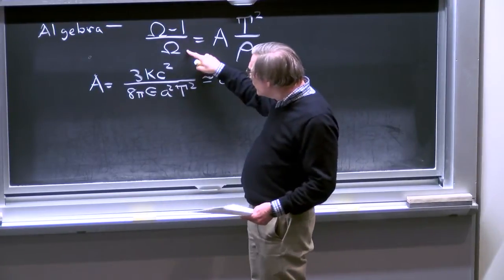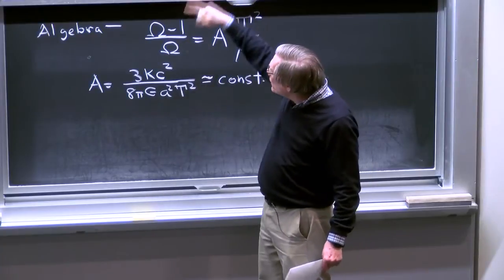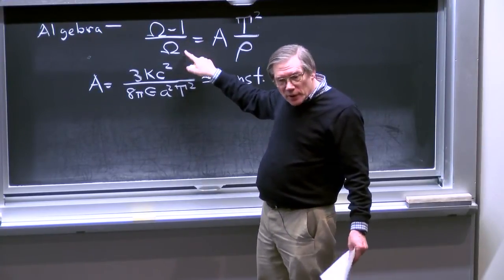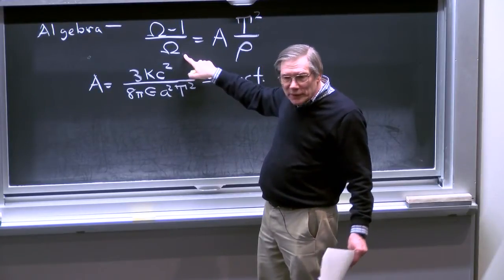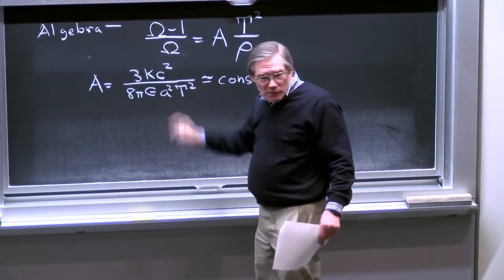And this quantity, we're really interested in just omega minus 1. The Friedman equation gave us the extra complication of an omega in the denominator. But in the end, we're going to be interested in cases where omega is very, very close to 1. So the omega in the denominator, we can just set equal to 1. And it's the omega minus 1 in the numerator that controls the value of the left-hand side.